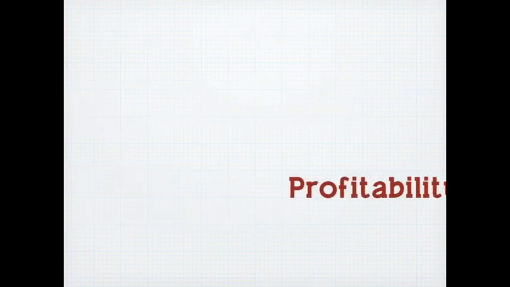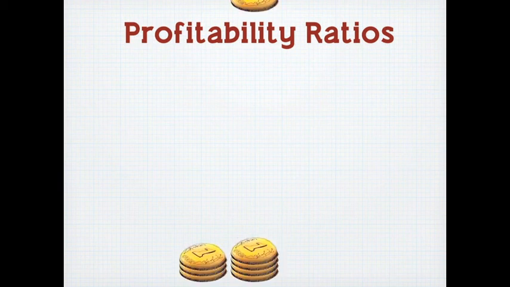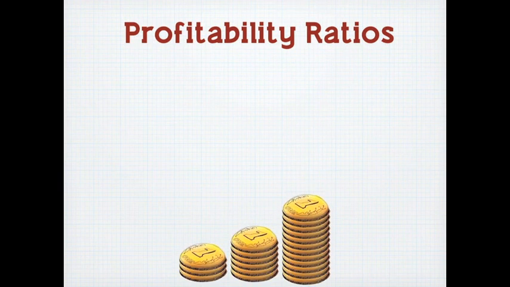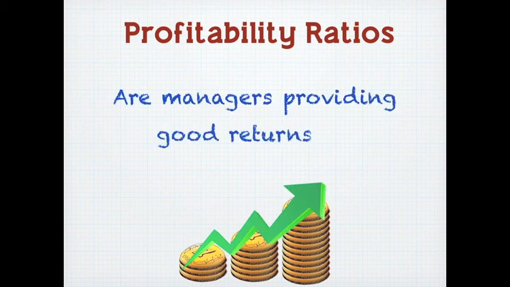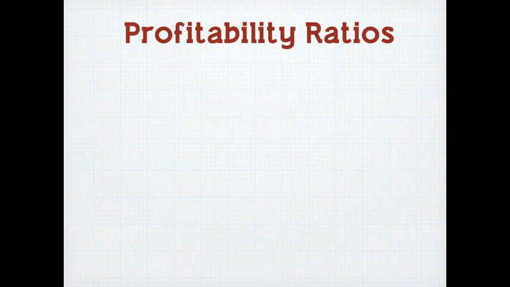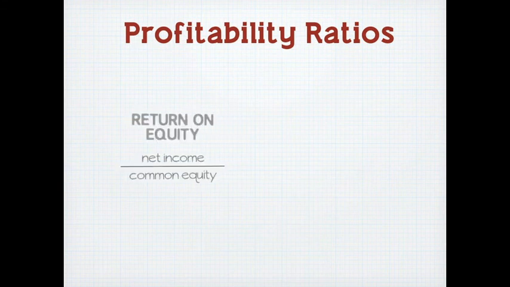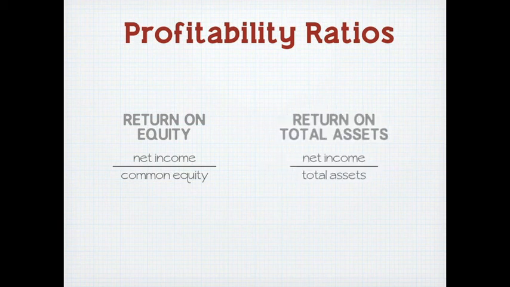Next are the profitability ratios. Profitability ratios give us an idea of how profitable the firm is in operating and utilizing its assets. They answer the question of whether or not the managers are providing good returns on shareholders' capital. Profitability ratios include the return on equity ratio, or ROE, and the return on total assets ratio, or ROA.